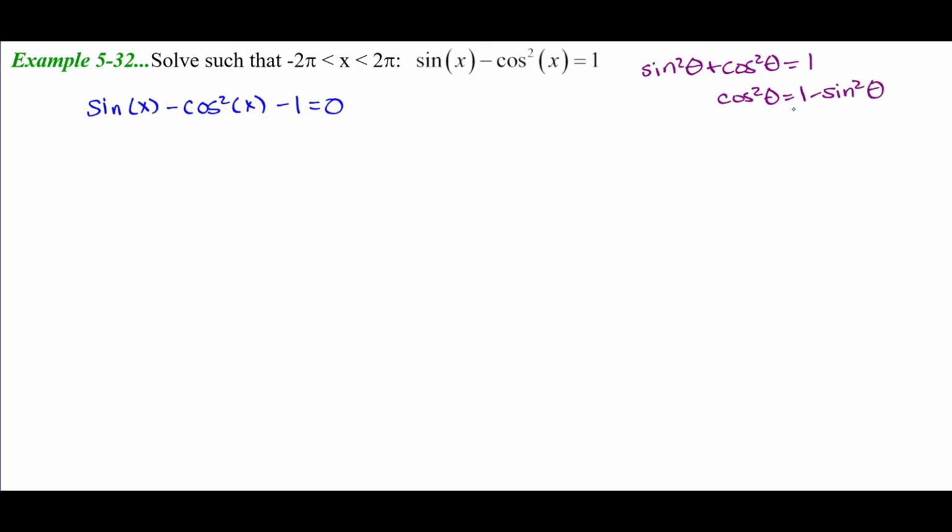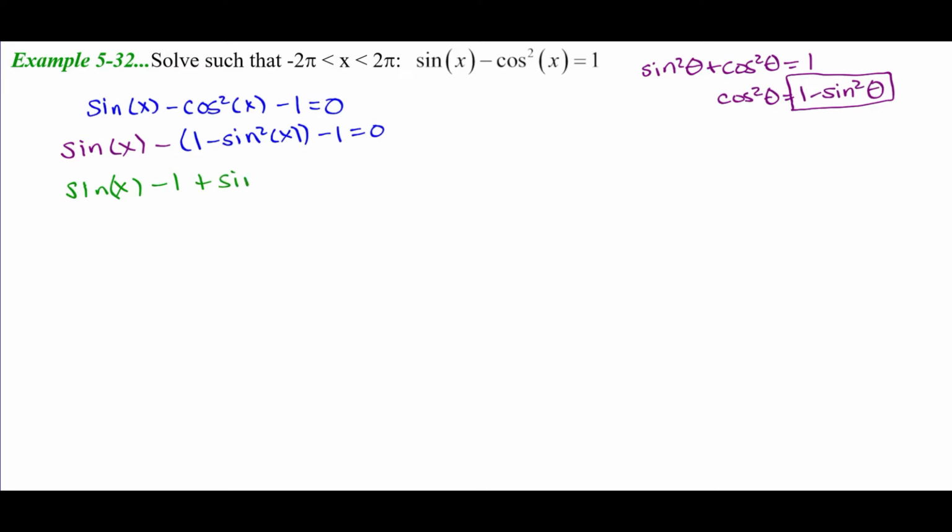So I'm basically using the Pythagorean identity, and then I'm going to replace cosine squared x with 1 minus sine squared x. So I'm going to rewrite this: sine of x minus, and then instead of the cosine squared x, remember we're going to write 1 minus sine squared x. I like to use the parentheses because in this case I'm going to have to distribute that negative, so it helps me remember that. So now I'm going to go ahead and distribute that negative. So I'm going to get minus 1 plus sine squared x minus 1 equals 0.